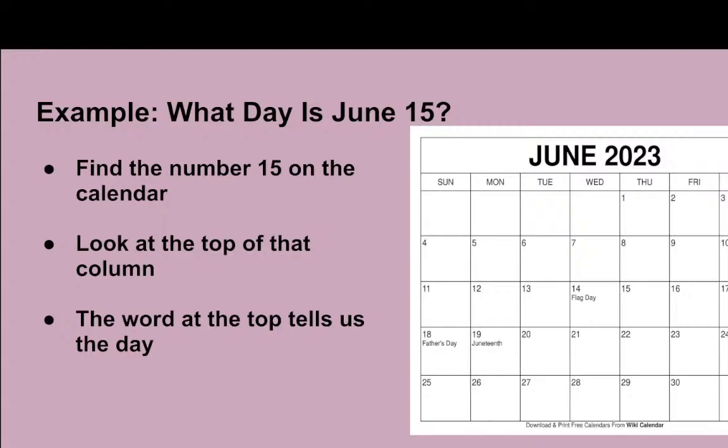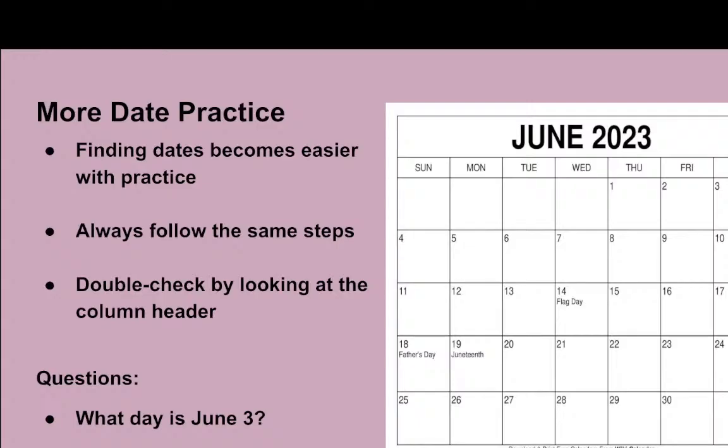Okay, let me move on to the next slide. Let's look at more dates. Finding dates becomes easier with practice, so always follow the same steps. Double check by looking at the column header. The header is the top of the calendar: Sunday, Monday, Tuesday, Wednesday, Thursday, Friday, Saturday.